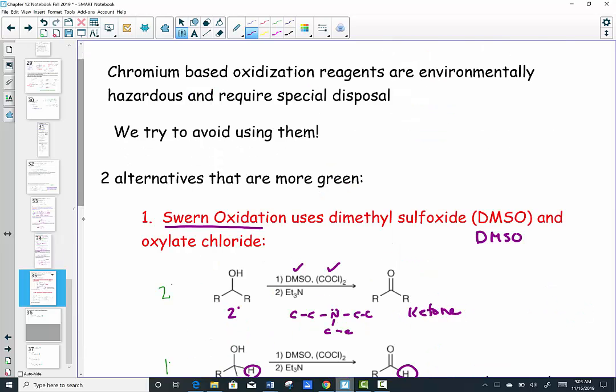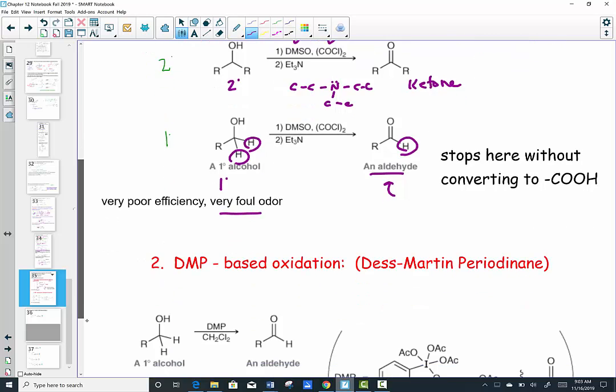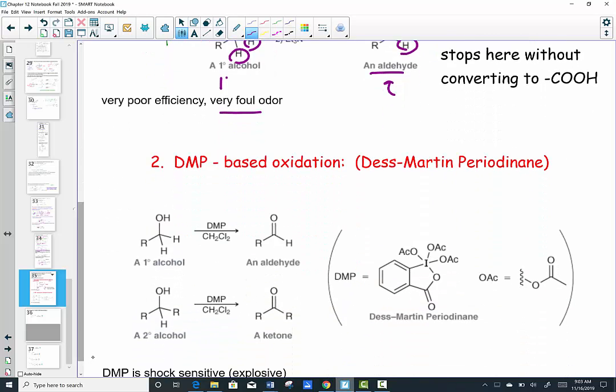Well, the drawback is that it's pretty inefficient. It doesn't yield the same quantity of product as a chromium-based reagent would. Plus, it has a very foul odor in the lab when you're using that particular sulfur-based compound. It just stinks. So the advantage is that it's a little greener, but the disadvantages are that your yield is not as high and it's a very stinky reagent to work with. And if that were your full-time job, it might matter.